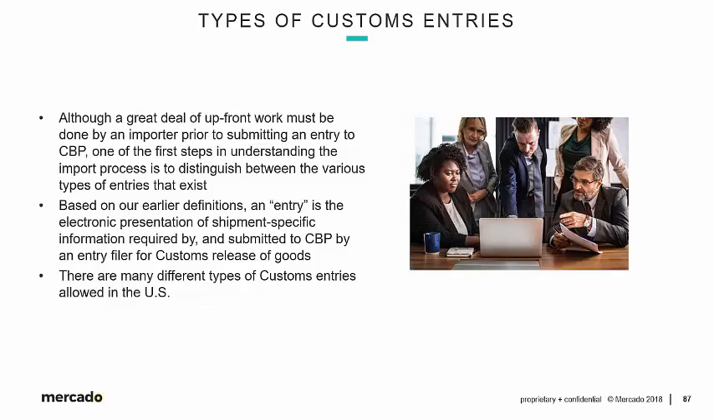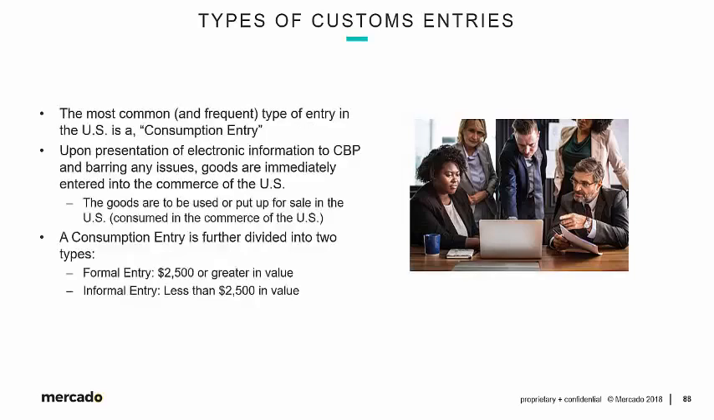To summarize what we just spoke of, second bullet, based on those earlier definitions, that entry is the electronic presentation of shipment-specific info required by and submitted to CBP. And to wrap up this slide, last bullet, there are many different types of customs entries allowed in the U.S. And as we also spoke of a moment ago, these different types of entries are defined by their purpose. What is trying to be accomplished with a given entry? That's how they're divvied up.